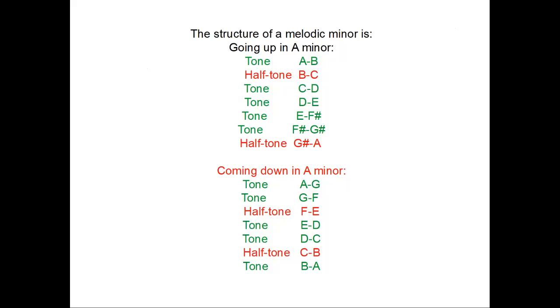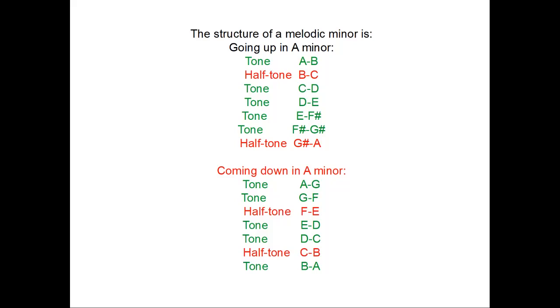Now the structure of a melodic minor going up, in A minor for example: we have our first tone between A and B, a half tone between B and C. There's a tone between C and D, a tone between D and E, a tone between E and F sharp, another tone between F sharp and G sharp, and then a half tone or a semitone between G sharp and A.